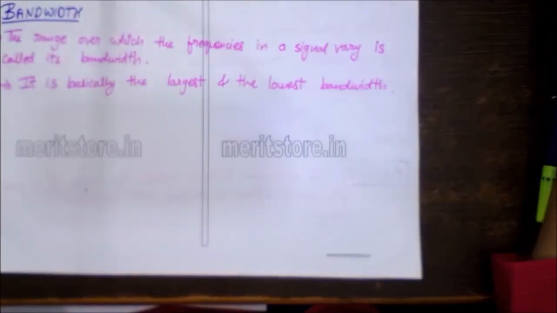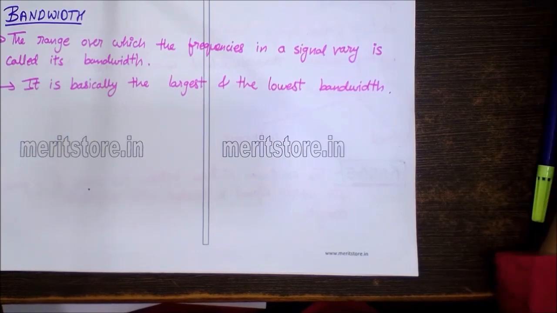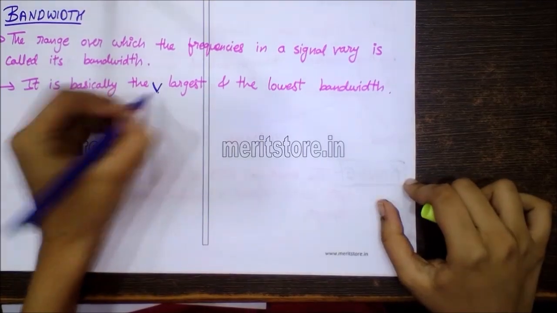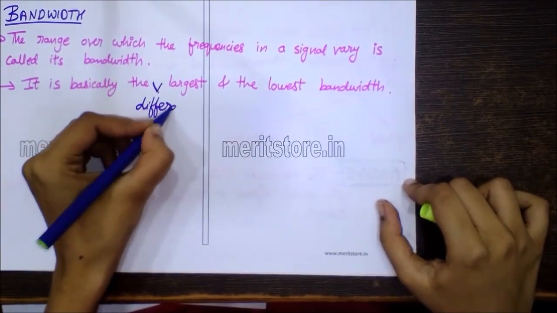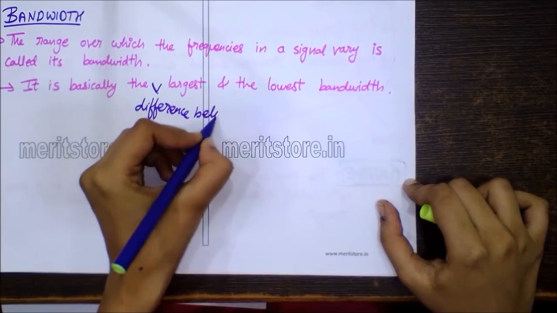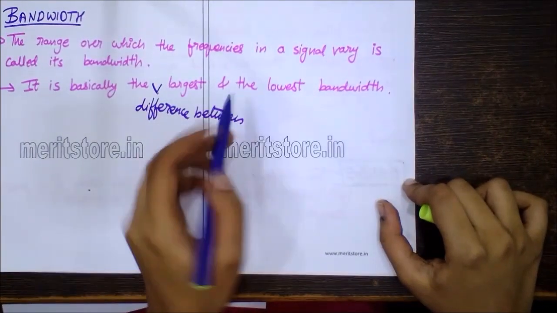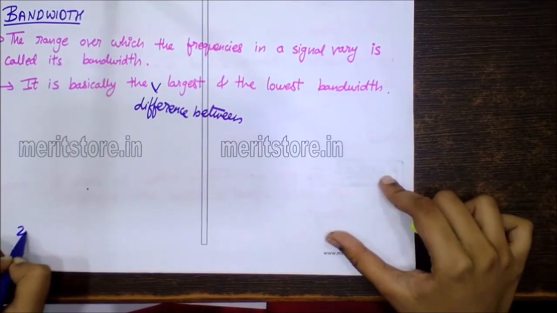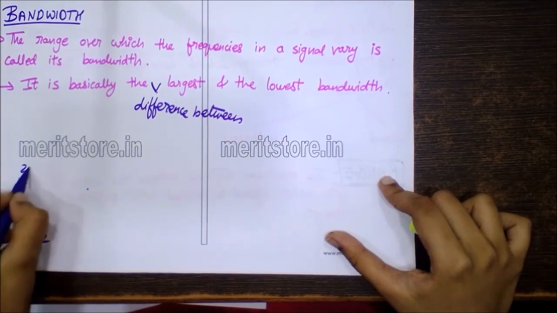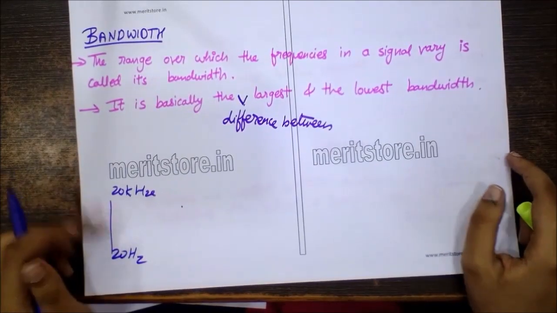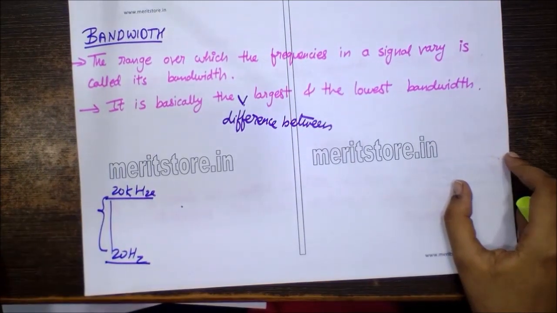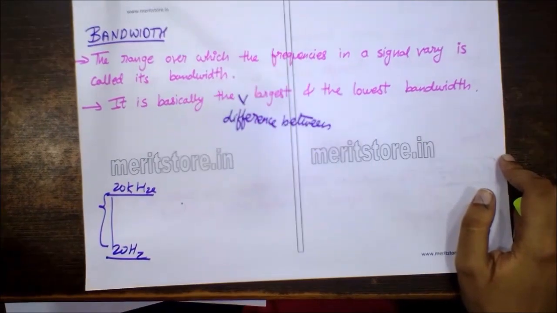Bandwidth: the range over which frequencies in a signal vary is called bandwidth. It is basically the difference between the largest and the lowest frequency. So when we say that humans can hear from 20 Hertz to 20k Hertz, then this will be the bandwidth. That is, the difference between the largest and the lowest is known as the bandwidth.